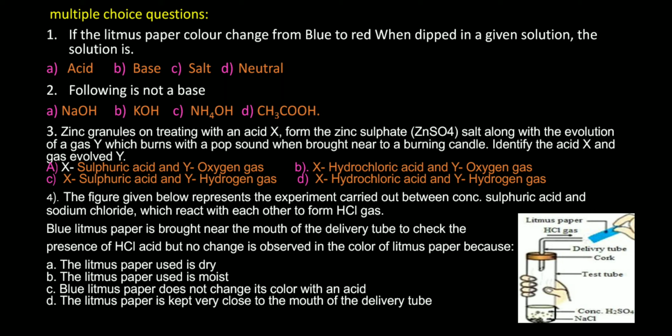Number one question is, if the litmus paper color changes from blue to red when dipped in a given solution, the solution is whether acid, base, salt or neutral. Which one? You choose one answer. Next question, which of the following is not a base? Option A, NaOH, sodium hydroxide; KOH, potassium hydroxide; NH4OH, ammonium hydroxide; CsOH. Among these four, which one is not a base?